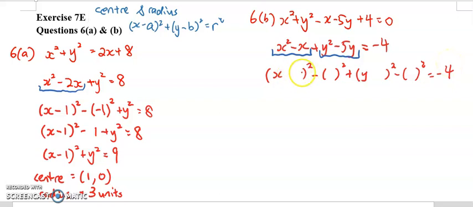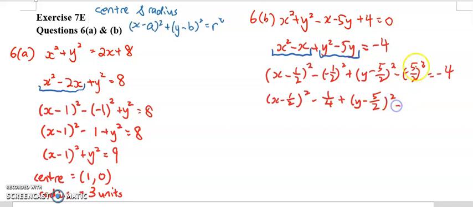Now we look at what numbers we should fill in all these brackets. For the first bracket with the x, we take the coefficient, negative 1. Negative 1 divided by 2 is minus half. And for the bracket with y, we take negative 5 divided by 2. So we can simplify: one quarter, minus 25 over 4.